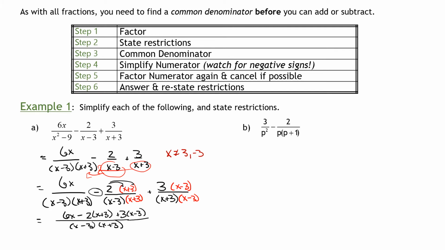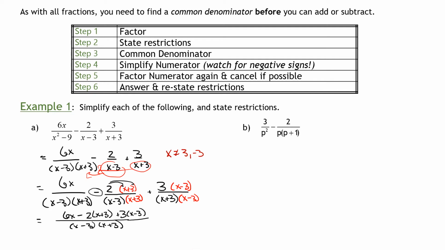So now, looking back up at our steps at the top, we factored, we stated restrictions, we found a common denominator. Now we have to simplify the numerator, and that's why it says watch for negative signs, because it's very common to just want to distribute here and write 2x plus 6, and then you end up making the first term negative 2x, but you keep it a plus 6. But this negative sign means this, look at the original one here, we're subtracting this whole fraction, we're not just subtracting 2, so we have to subtract everything that goes on there.